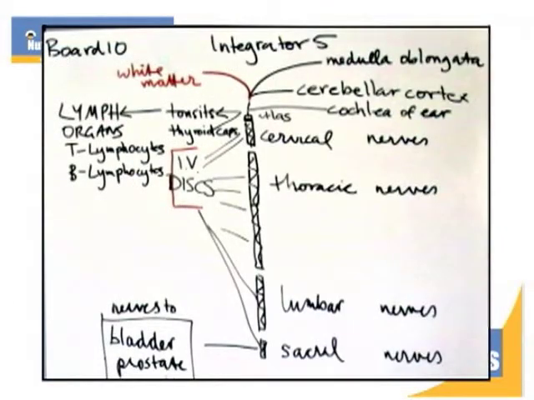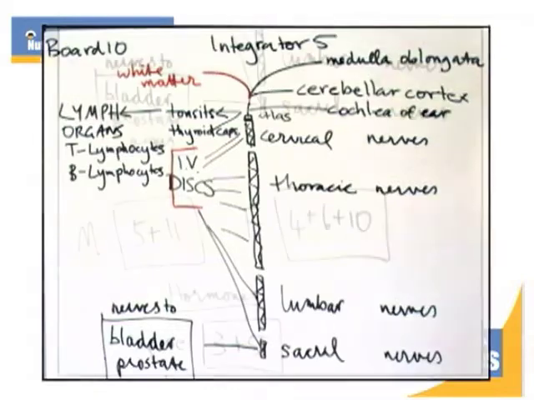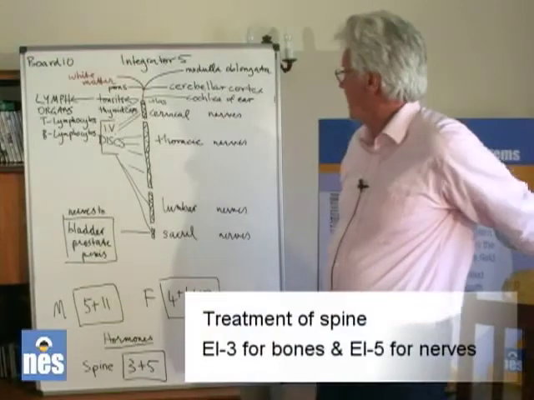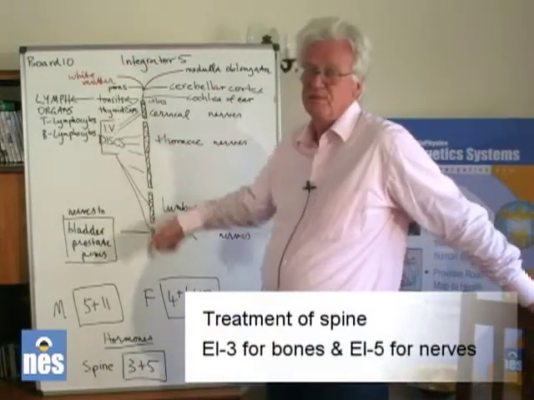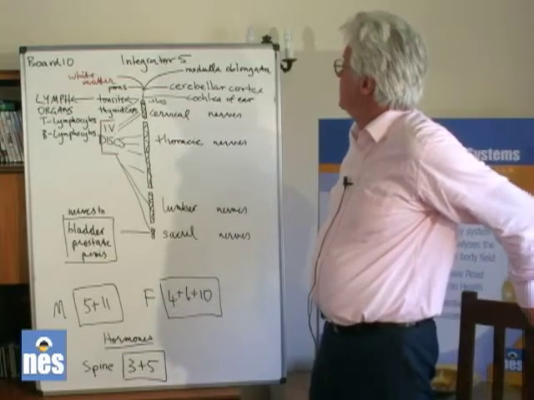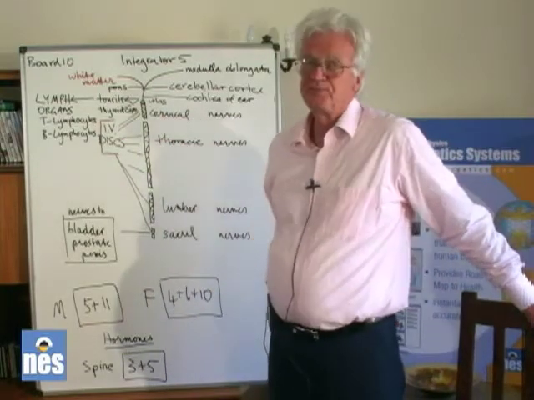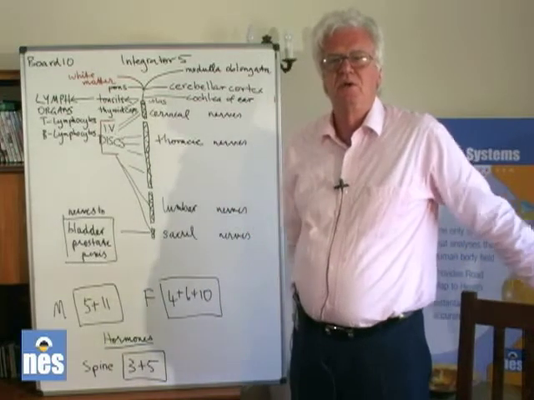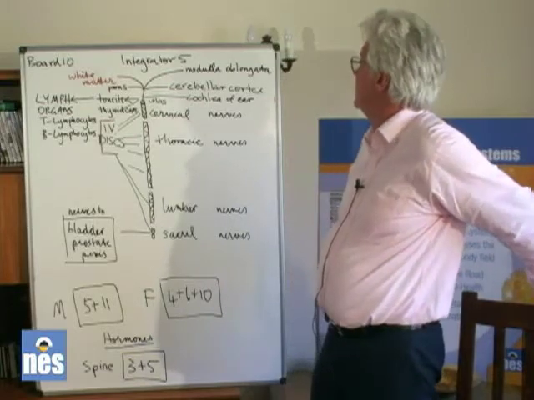Again, we've got cervical, thoracic, lumbar and sacral, but this time not the bones, but the nerves. Very important distinction. If you want to treat the spine, you've got to look at 3 for the bones and 5 for the nerves. And this one too for the discs. Okay, we've got a thyroid capsule. The thyroid is in a little cartilage box, so we're talking about the capsule there, not so much the gland.